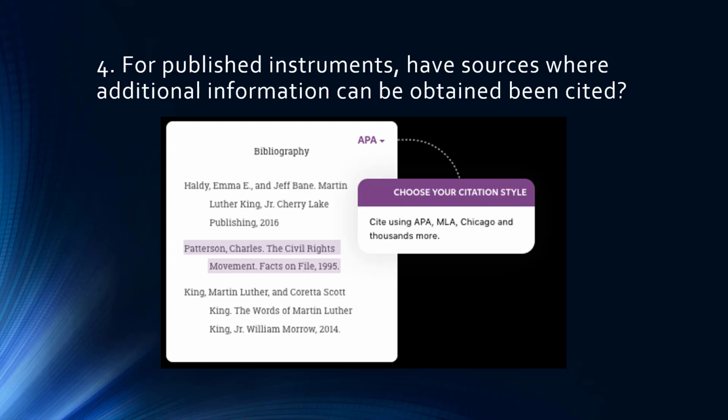Number 4. For published instruments, have sources where additional information can be obtained been cited? Some instruments are published only in the sense that they were previously reproduced in full in journal articles. Such articles typically describe the development and statistical properties of the instruments. Other instruments are published by commercial publishers as separate publications, for example, test booklets that usually have accompanying manuals that describe technical information on the instruments.